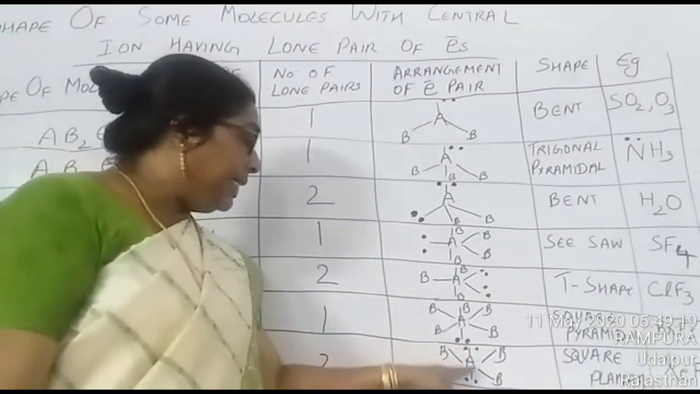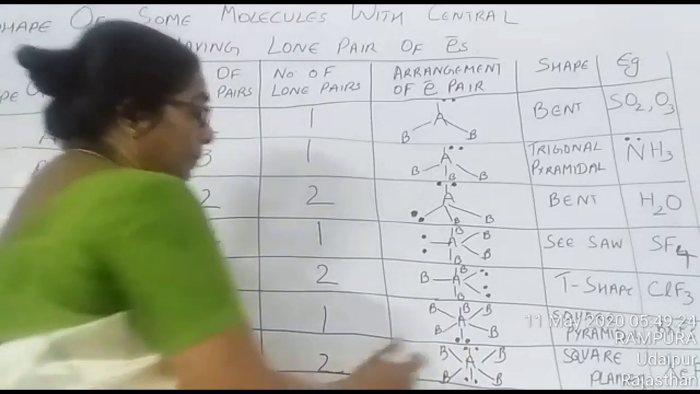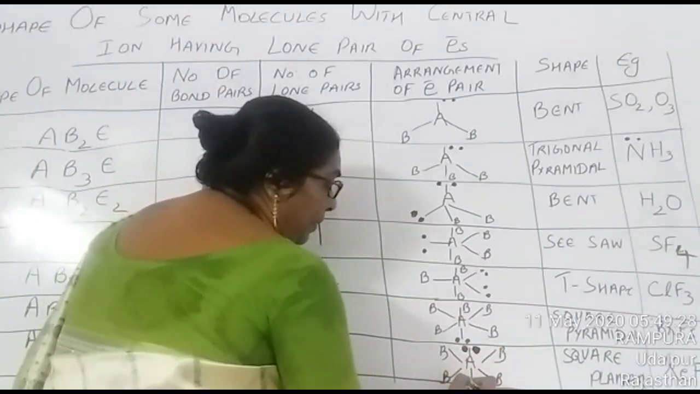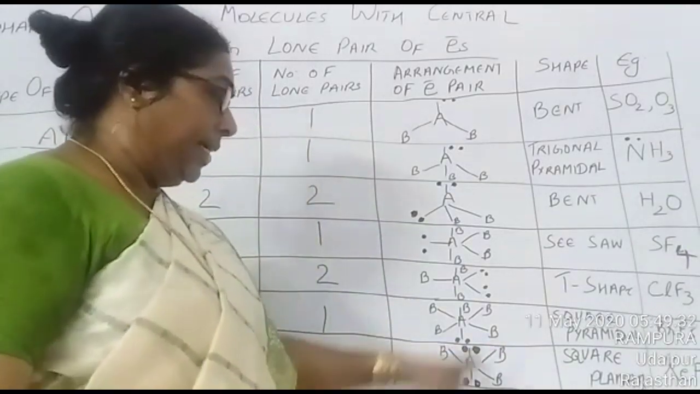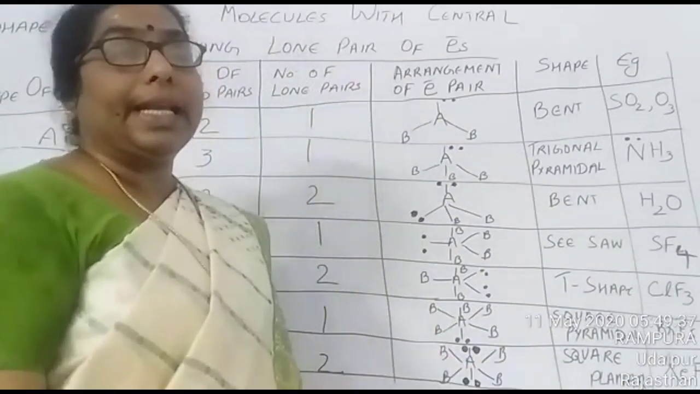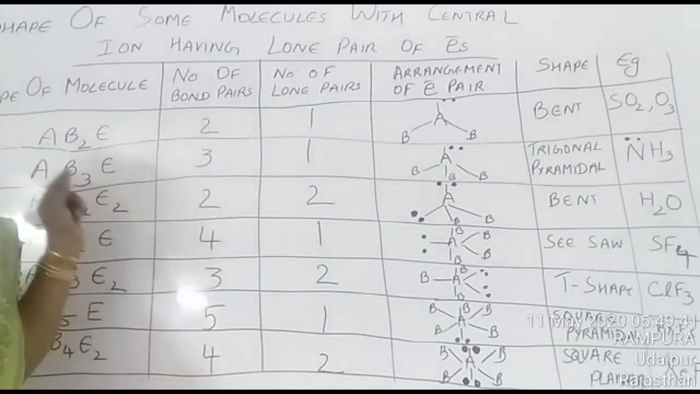Again children, just see towards the bottom and the top you can see the presence of lone pairs, and 4 bond pairs are marked on both the sides. So the molecule possesses a square planar structure. XeF4 is an example for this. Is it clear children? I will explain it once more.